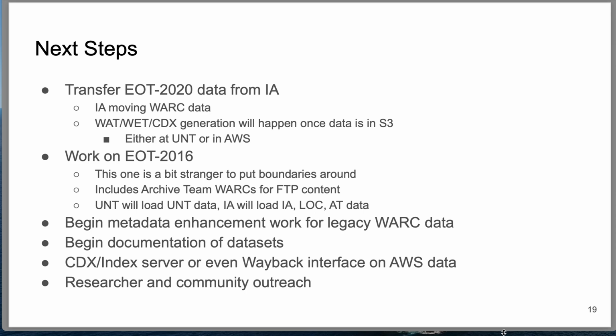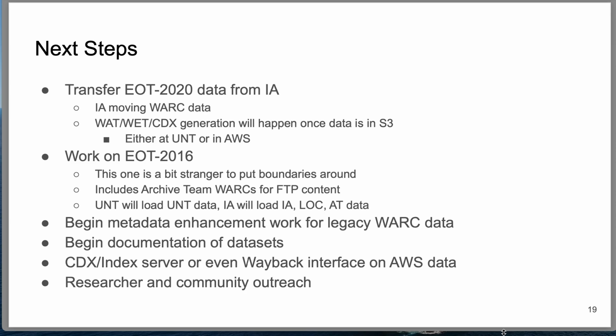So next steps on this. We're working on the transferring of the 2020 data from IA, where, like I said, we're moving the WARC data first, and then we'll generate the derivatives afterwards, either locally or in AWS. And then we'll move back into the end of term 2016, which was a bit stranger in putting boundaries around. It included some FTP content, actually quite a bit of FTP content that was crawled by Archive Team and stored in WARCs, which have some interesting challenges in this whole space.